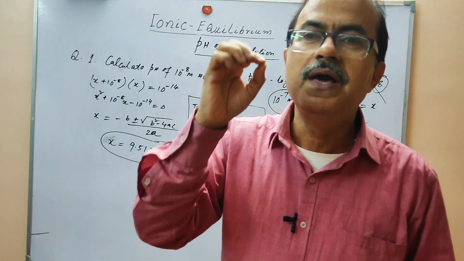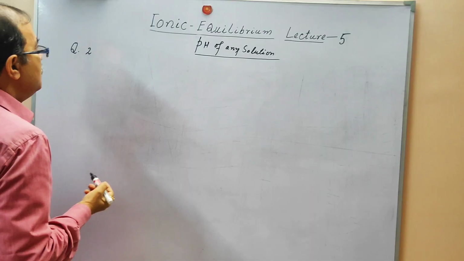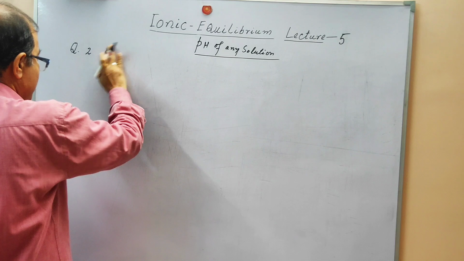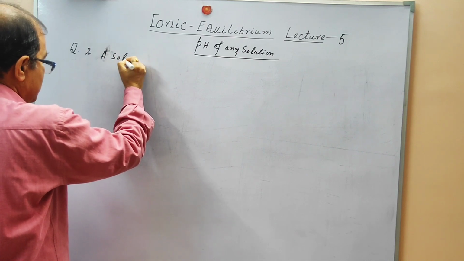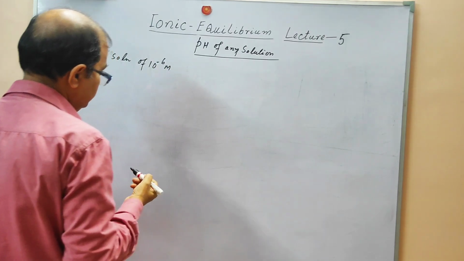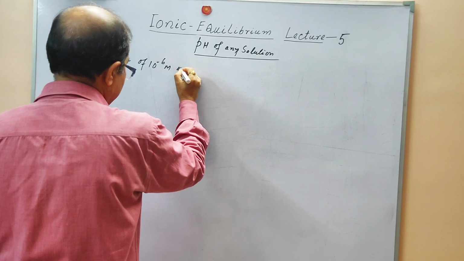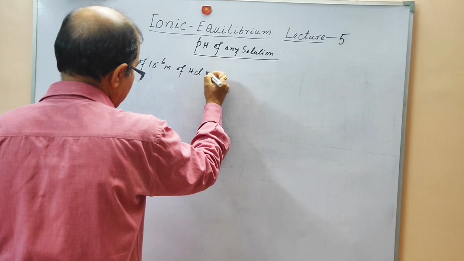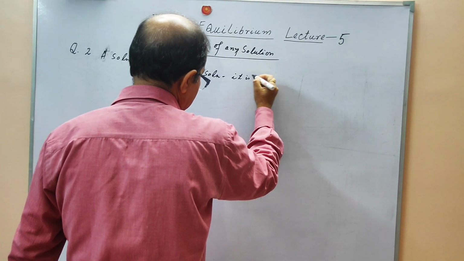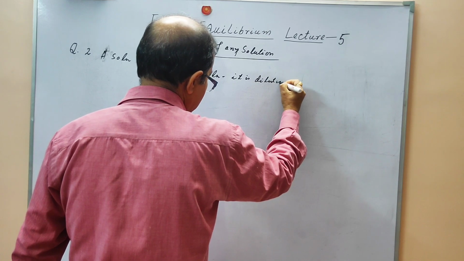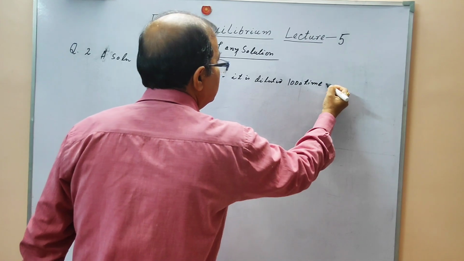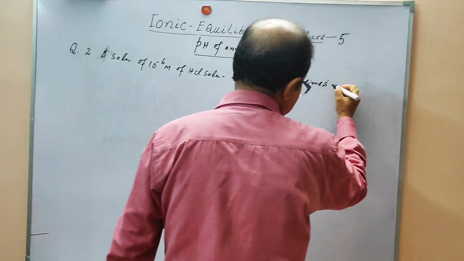Okay, now we go to another very important good question. Question number 2: a solution of 10 to the power minus 6 mole of HCl solution, suppose an acid solution, is diluted 1000 times. What will be its final pH? Calculate.